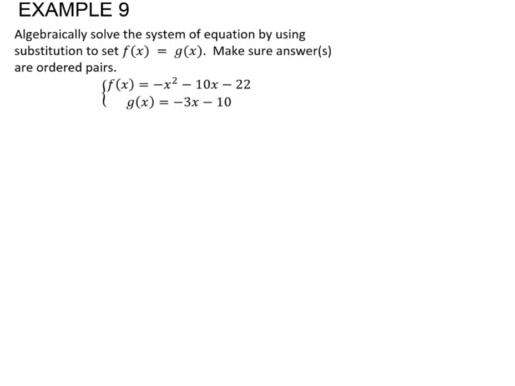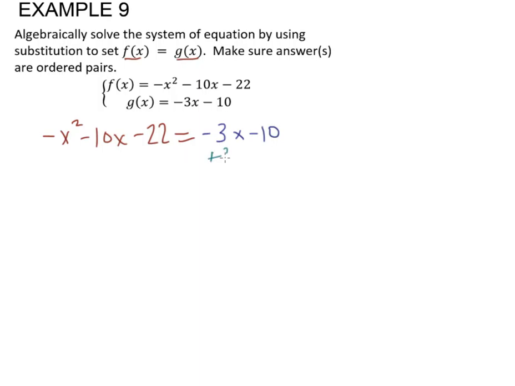All right, in example 9, we need to set f of x equal to g of x again, and then solve, and then we're going to factor. So it says f of x equals g of x. So we're going to take negative x squared minus 10x minus 22, and we are going to equal it to g of x, which is negative 3x minus 10.